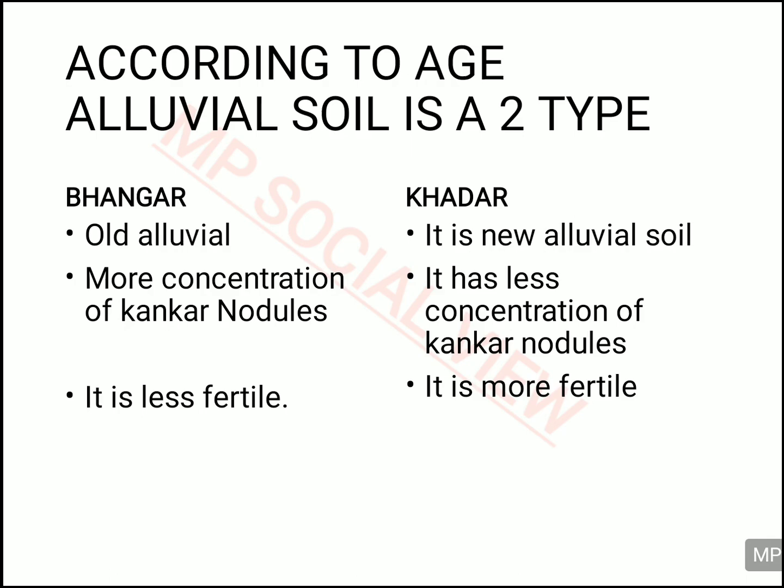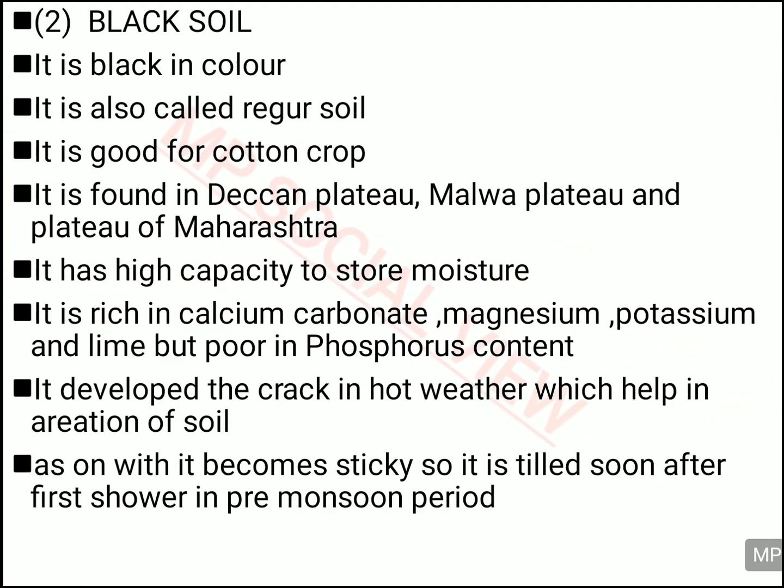With this we end alluvial soil, and let's now start the black soil. Black soil is black in color, and it is also called Regur soil. It is good for cotton cultivation, and it is sometimes called cotton soil also. It is found in the Deccan Plateau, Malwa Plateau and the plateau of Maharashtra. This soil has the capacity to store moisture, and it is rich in calcium carbonate, magnesium, potassium and lime, but poor in phosphorus content.